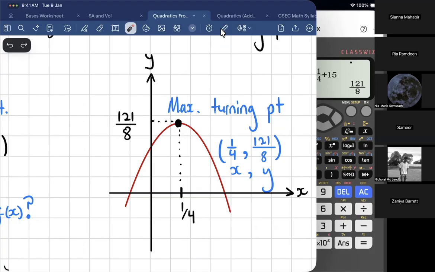Tell Maria, if you wanted to put a mirror line, like an axis of symmetry, over here for this curve, where would you put it? Down the middle.